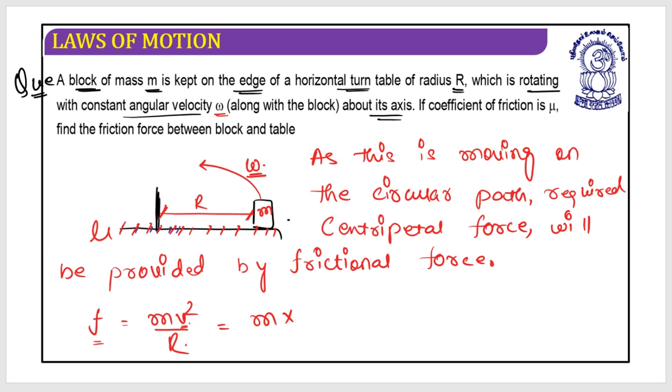So let's just replace this. It's m r square omega square divided by r. So this r has gone, and that should be m r omega square. So this is the required friction, and this is the friction available. That's why only this block can keep rotating on the horizontal turntable. I hope this is clear.